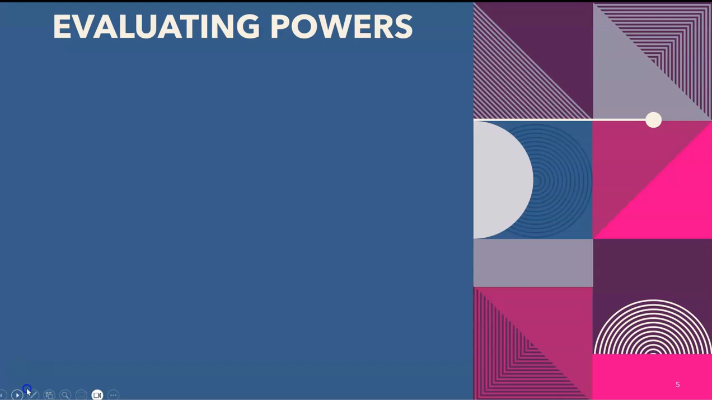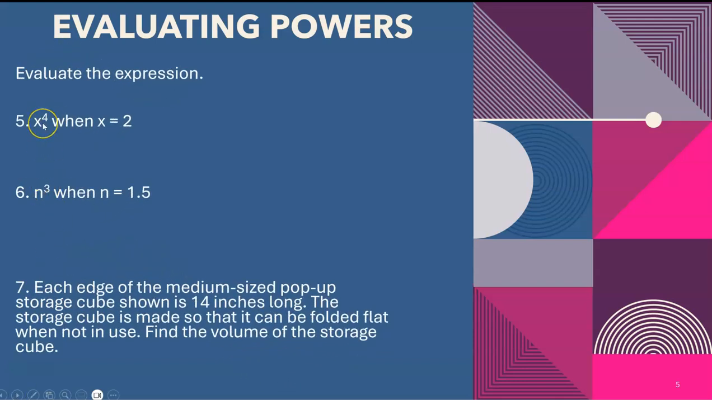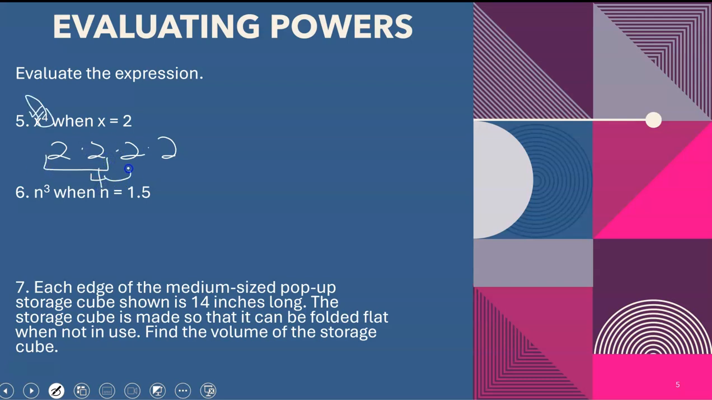I'm going to go through this section a little more quickly. Evaluate the expression x to the fourth when x is equal to 2. This means that 2 is our factor being multiplied 4 times. So 2 times 2 is 4, 4 times 2 is 8, and 8 times 2 is 16. So 16 would be our value of this expression.